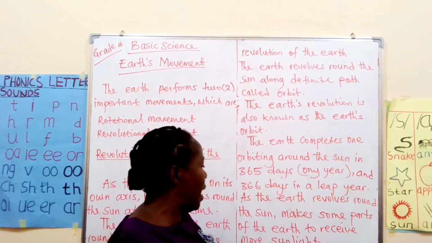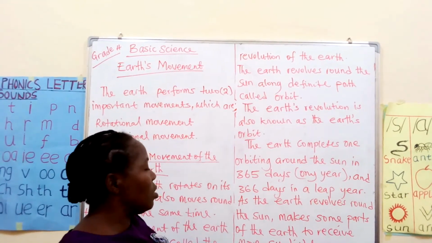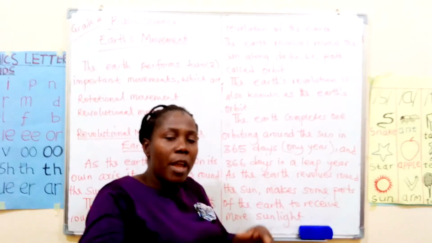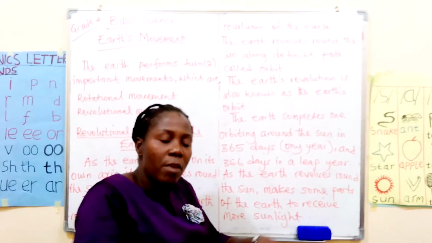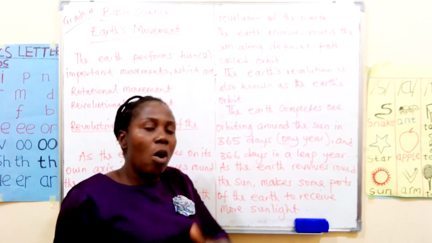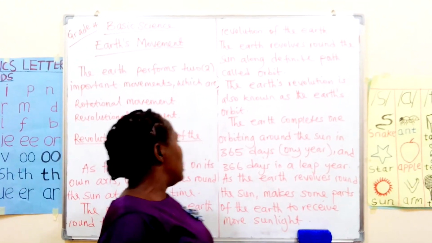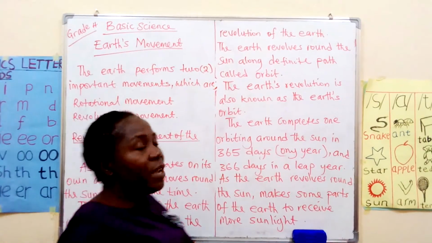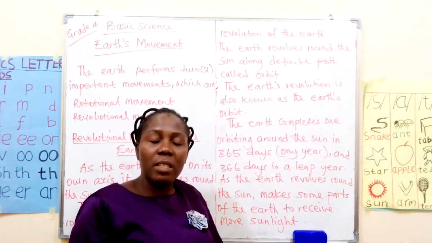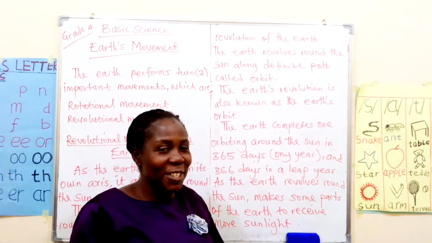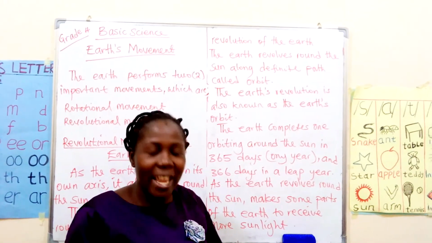some parts of the earth receive more sunlight, as we have seen in our illustration. As the earth is revolving around the sun, some parts of the world will receive what? Light, while some will have darkness. Now the effect of the earth's revolution brings about the seasons of the year. What was the effect of the earth's rotation? Do you still remember? It causes day and night.